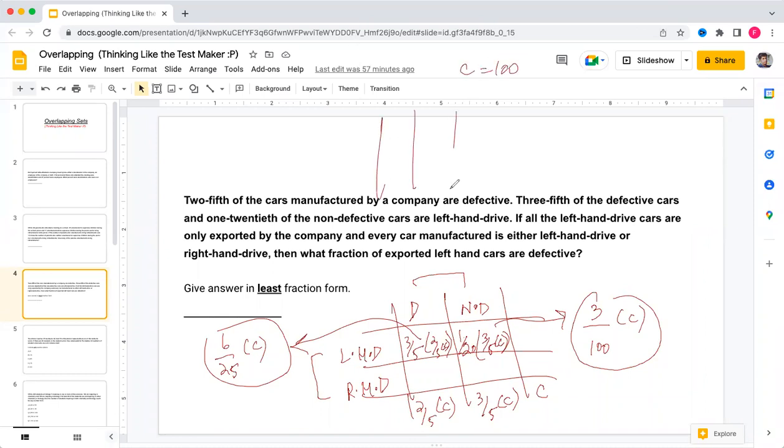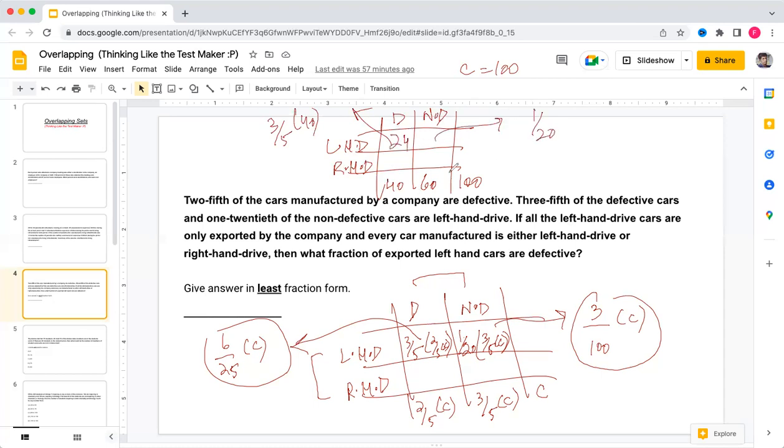So if I draw the double matrix again, this is 100. Defective, non-defective, left-hand drive, and right-hand drive. So 2/5 of C, which is 40. So this will be 60. Now 3/5 of 40 is equal to 24. And this is 1/20th of this 60, which is equal to 3. So these two, 24 plus 3, is equal to 27.